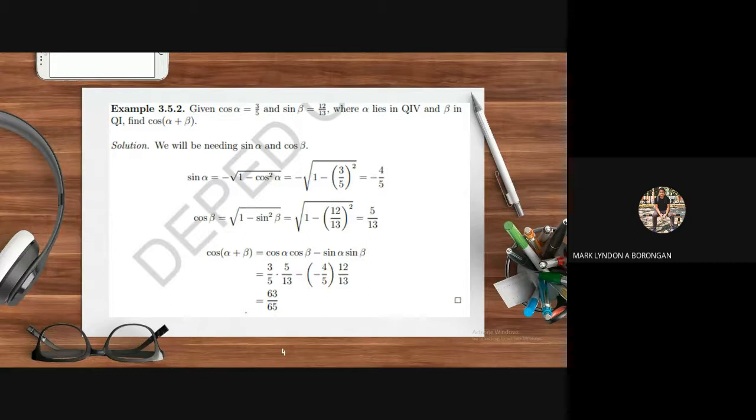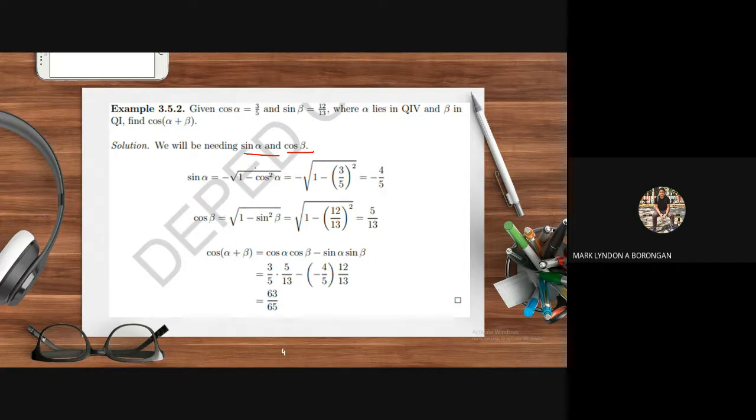So, what if you are given this? Given the cosine of alpha is equal to 3 over 5, and the sine of beta is equal to 12 over 13, where alpha lies in quadrant 4, the fourth quadrant, and beta is in quadrant 1. You are asked to find the cosine of alpha plus beta. So we will be needing the sine of alpha and the cosine of beta.